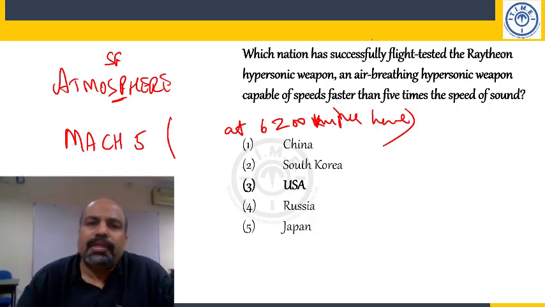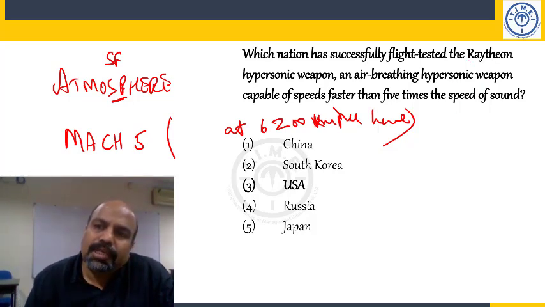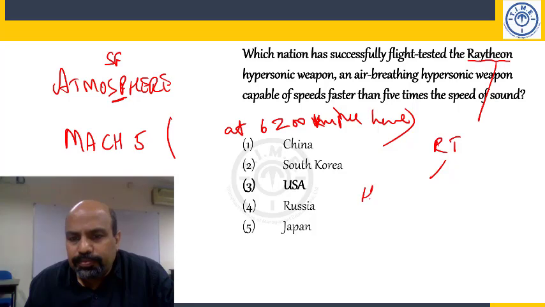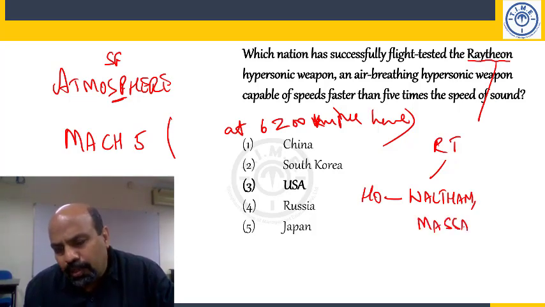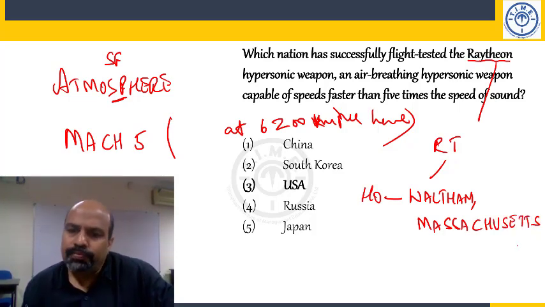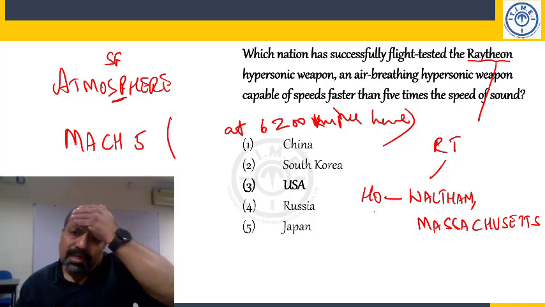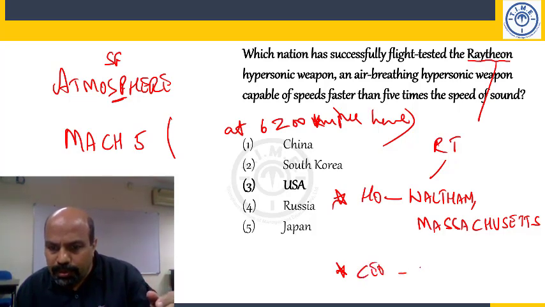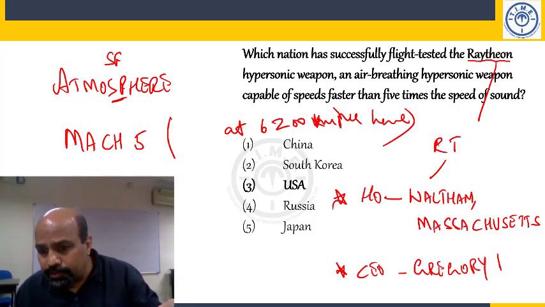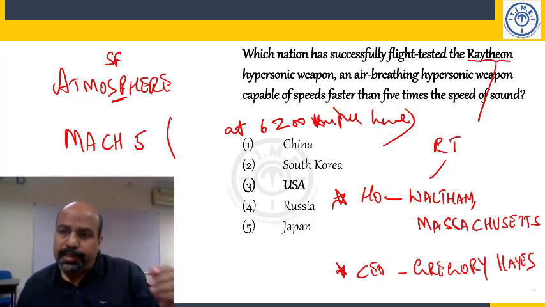US has tested this company Raytheon's hypersonic weapon. Raytheon Technologies has made this, you could write this. Head office in a town called Waltham in Massachusetts. Massachusetts is an American state on the east coast, just above New York. Waltham, Massachusetts, and its CEO is Gregory Hayes.